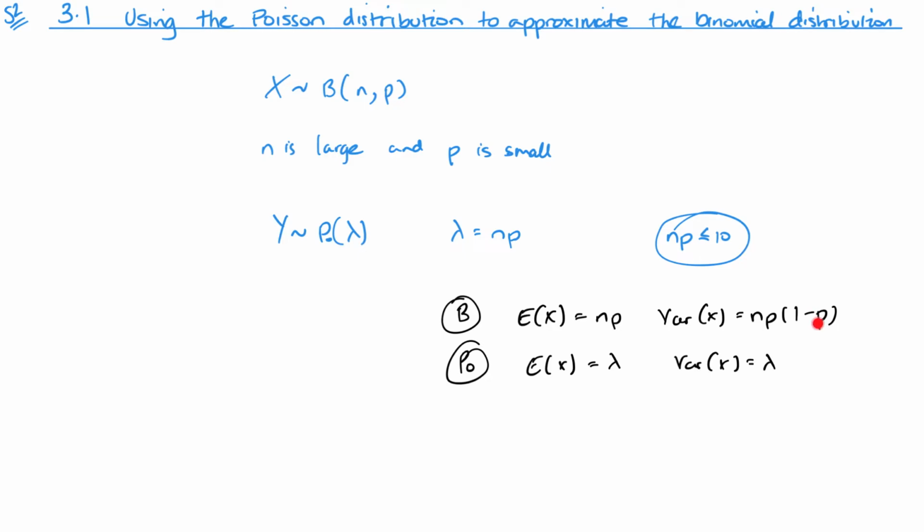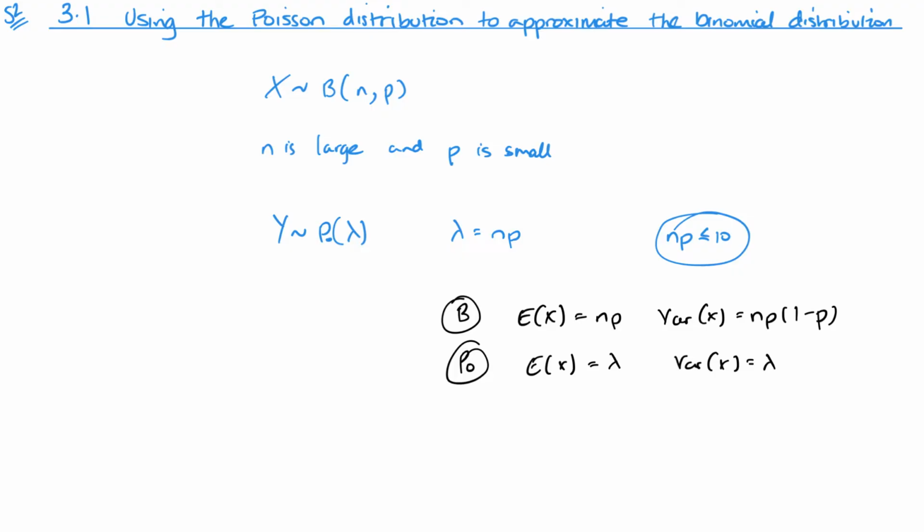So if p is very small, 1 minus p is going to be close to 1, which means the variance is going to stay close to np. And the larger the value of n is, the better this approximation would be, because it would mean that these two would be much, much closer. So hopefully that makes sense.